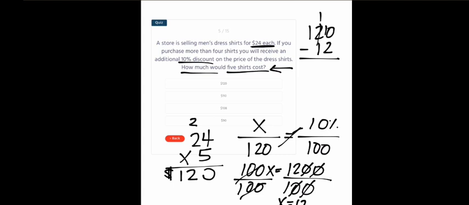This turns into 10. This turns into 1. 10 minus 2 is 8. 1 minus 1 is 0. And 1 minus 0 is 1. So the 5 shirts would cost $108.